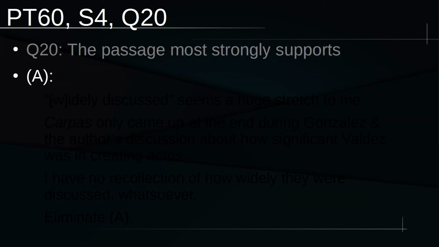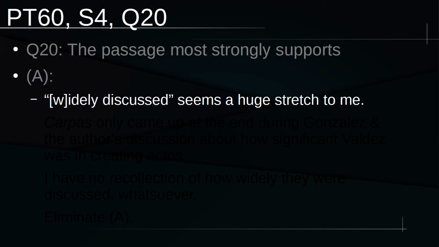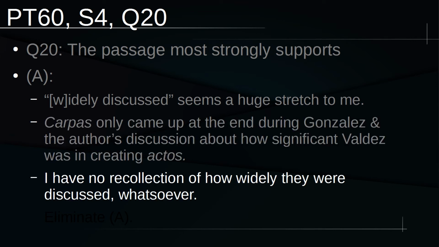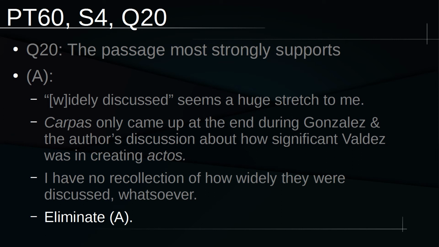So starting right up with A here. A talks about the Carpas tradition having been widely discussed and analyzed by both US and Mexican theater historians concerned with theatrical performance styles and methods. Immediately, widely discussed seems like a huge stretch to me. Carpas only came up at the end during Gonzalez's and the author's discussion about how significant Valdez was in creating actos. I have no recollection of how widely they were discussed by other people, though. That wasn't something that I saw featured. And also, A includes this weird thing about US and Mexican theater historians, and I really don't remember if they made that distinction at all. So at this point, I'm going to eliminate A.